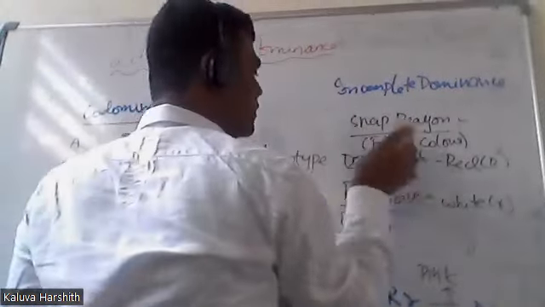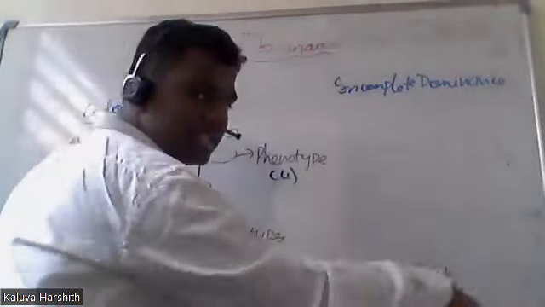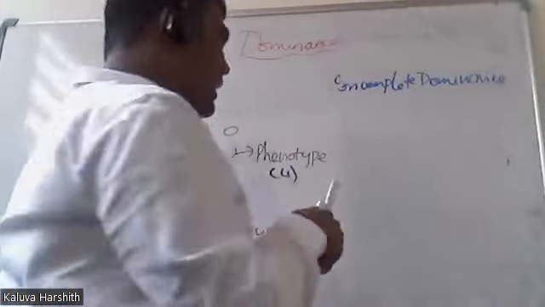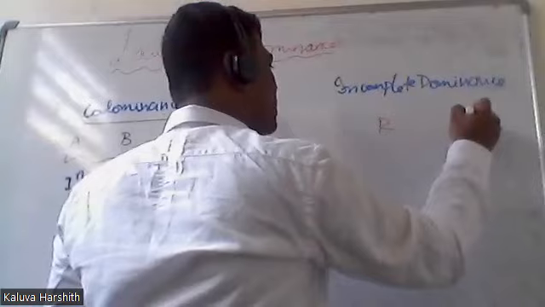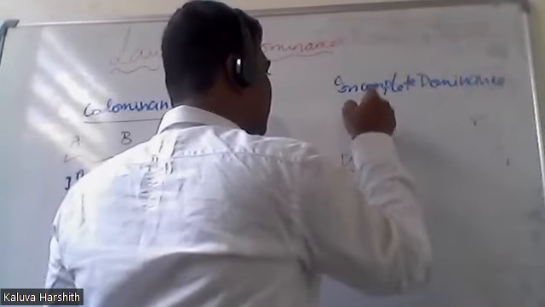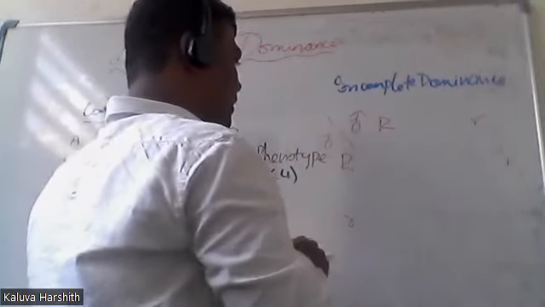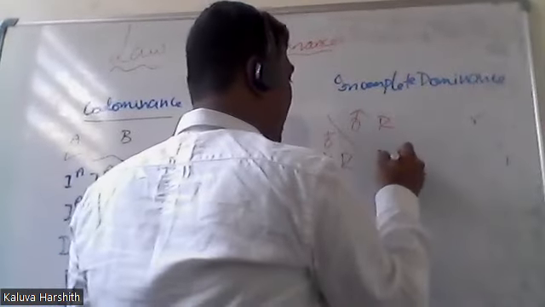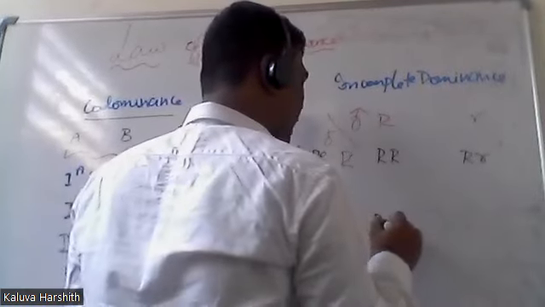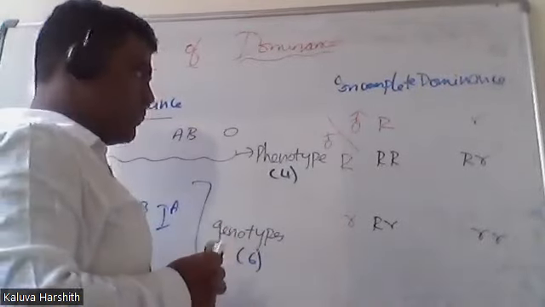Now, I'm rubbing this part. Whatever the F1 generation pink color we have obtained, let me cross those two. Capital R, small r, capital R, small r. This is male, this is female. So whatever you obtain here, can I say capital R capital R, capital R small r, capital R small r, small r small r? Correct?